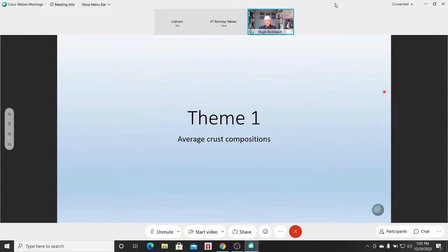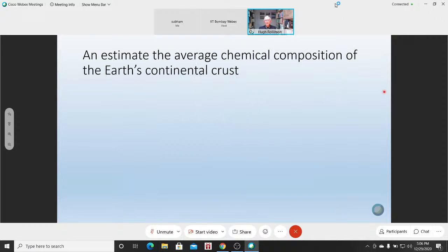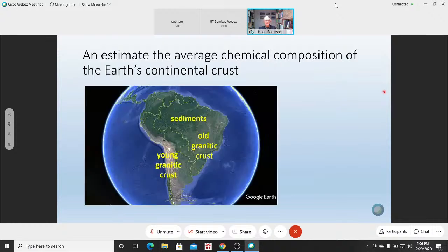So the first theme I want to develop then is to look at the origin of the Earth's continental crust through the lens of the average composition of the continental crust. So how might we estimate the average chemical composition of the whole of the Earth's crust?